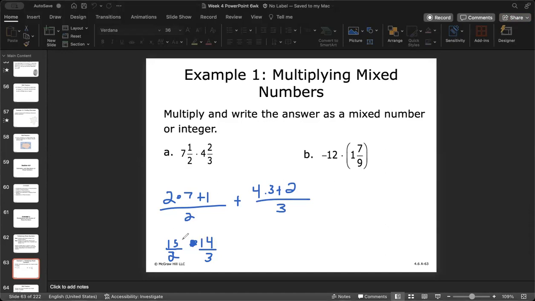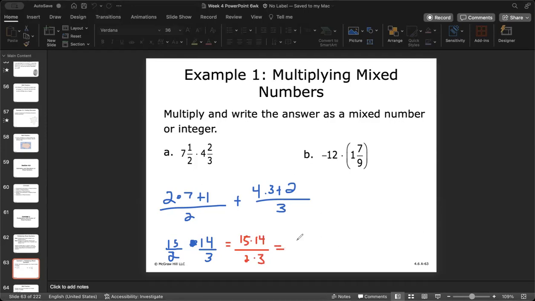So what do we do? From this stage forward, now you're just applying the rule to multiply fractions. And what is that rule? Well, basically, you multiply straight across. Multiply straight across. So we're going to multiply the 15 and the 14. So that becomes 15 times 14. And we're going to multiply the 2 and the 3.